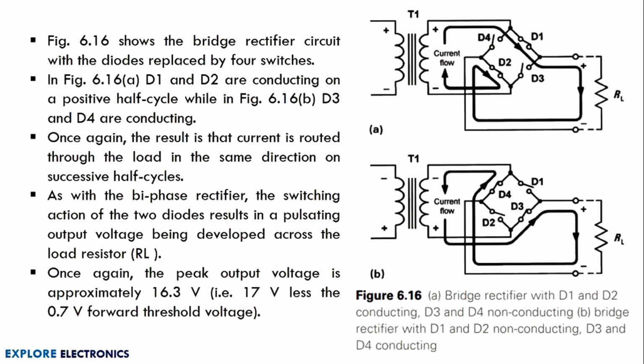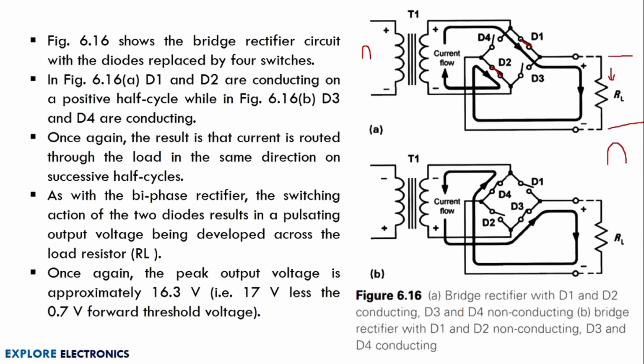Here you can observe when the positive half cycle of the input is given, D1 and D2 are forward biased, making the circuit closed, acting as a closed switch. The current direction will be shown here through D1 and then through RL, and then it will flow through D2, completing the circuit, and current flowing through RL is in this direction. The output can be measured across RL and the output will be again in this manner.